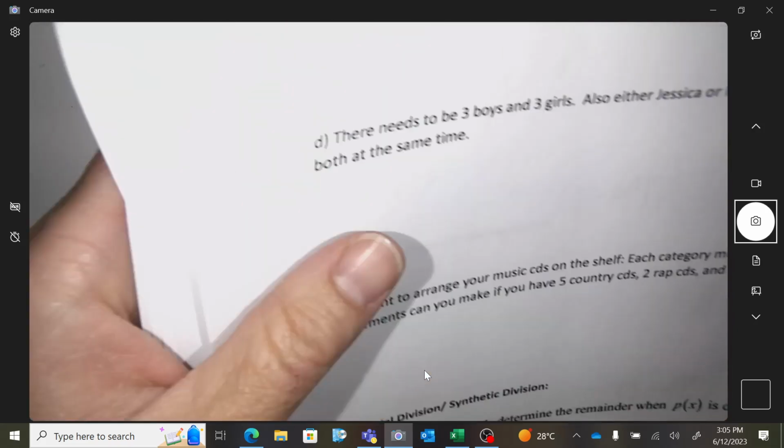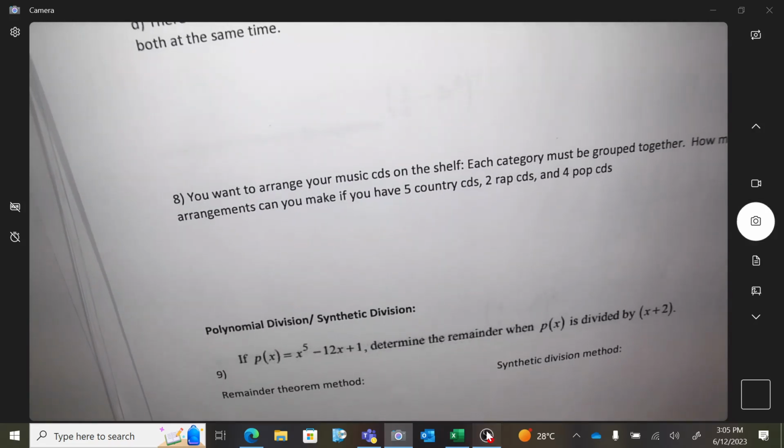Yeah, that might actually be economics. Yeah, that could be economics right there.